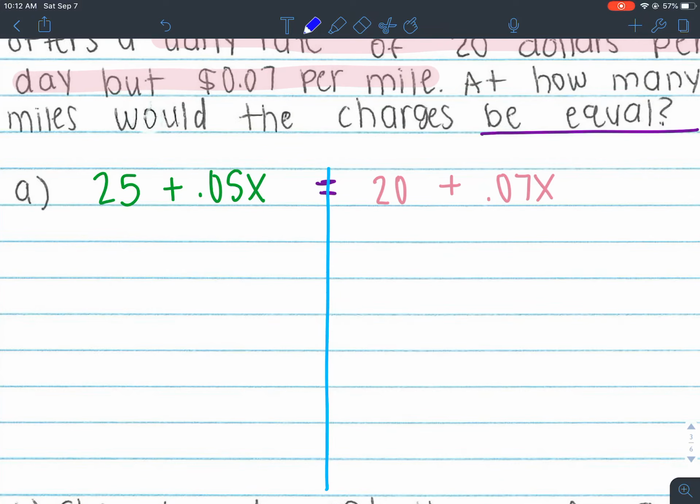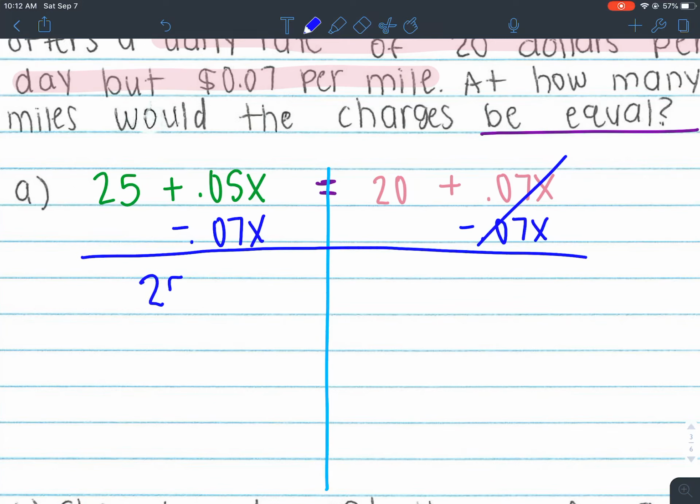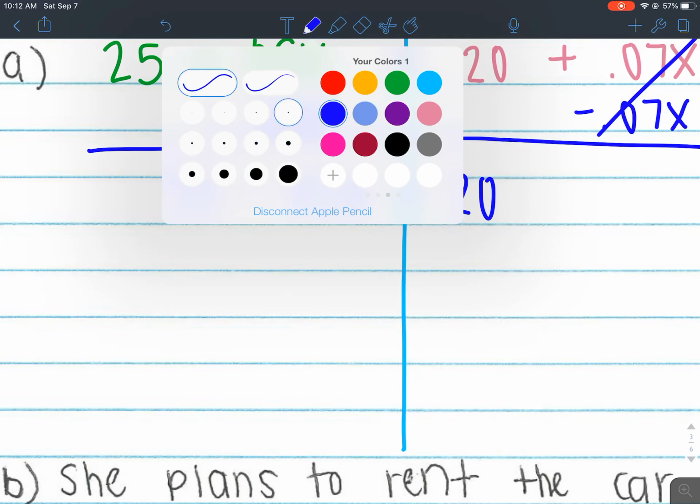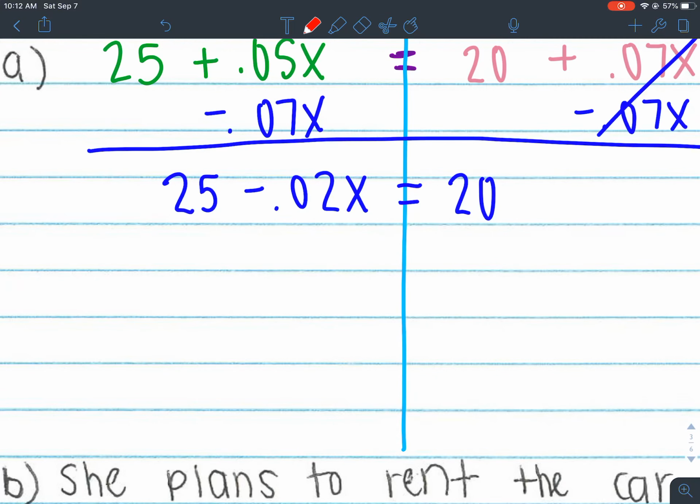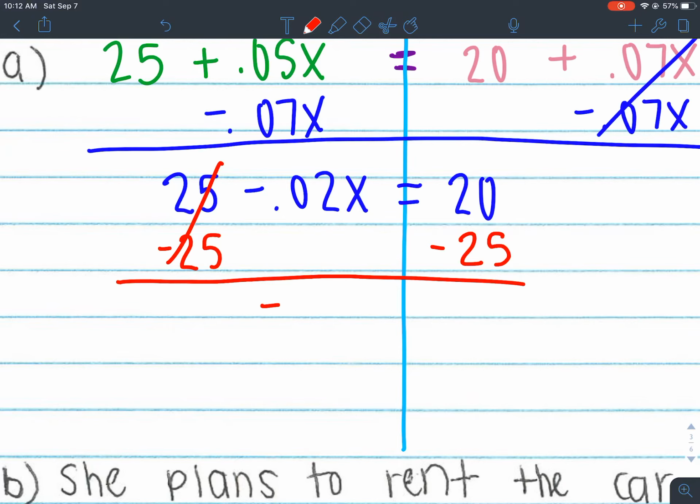Well, I want all of my variables on the left side. So I'm going to subtract 0.07x over here to cancel it, and I'll also subtract 0.07x on this left side. So then I have 25 minus 0.02x, because 0.05 minus 0.07 is negative 0.02. And then I have equals 20, and the 7 cents over there cancels. The next step is to move all of my constants to the other side. So I'm going to subtract 25 on both sides. So I have negative 0.02x equals 20 minus 25, which is negative 5.